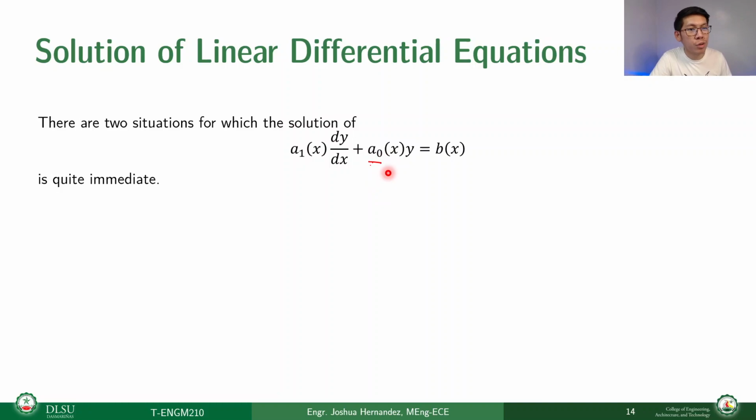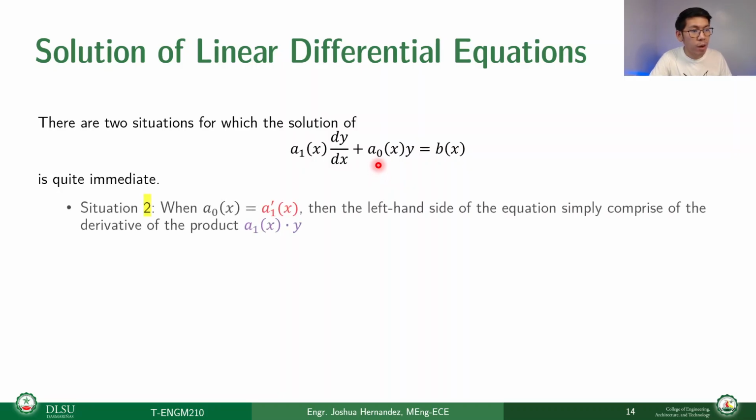So in situation 0 or situation 1, we assumed that our a sub 0 is equal to 0. And it pretty much made the analysis or finding the solution easier, because it turned the equation into a separable one. Now, let's take a look at another situation. What if a sub 0 of x equals the derivative of the first function, that is, the derivative of a sub 1 of x?